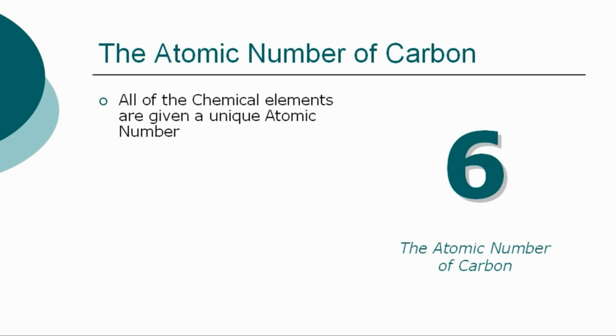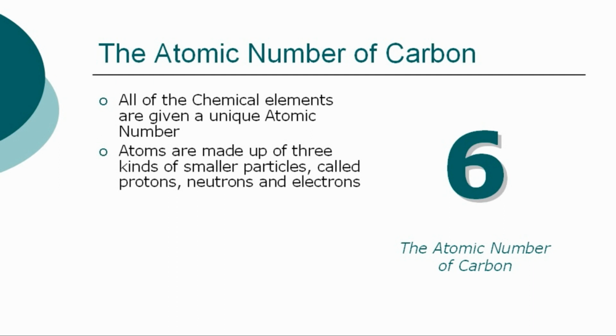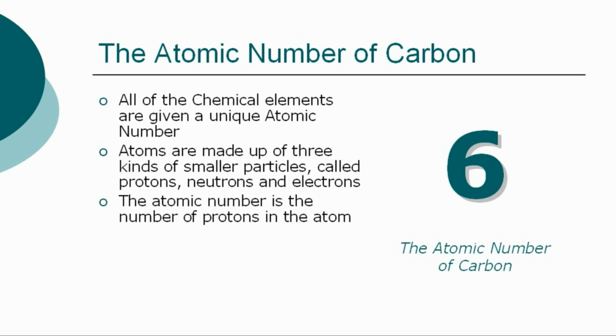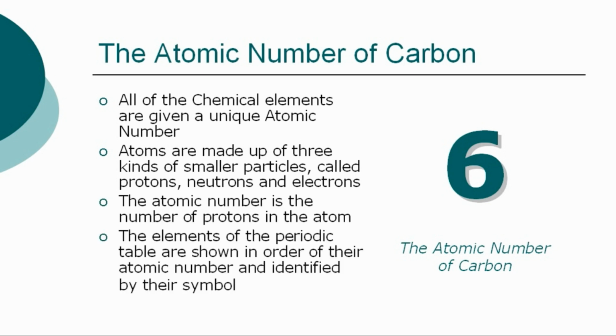All of the chemical elements are given a unique atomic number. The atomic number for carbon is 6. Atoms are made up of 3 kinds of smaller particles called protons, neutrons, and electrons. The atomic number is the number of protons in the atom. The chemical elements of the periodic table are shown in order of atomic number and identified by their symbol.